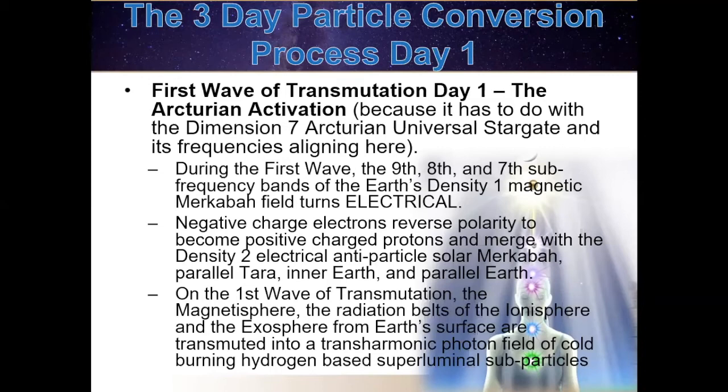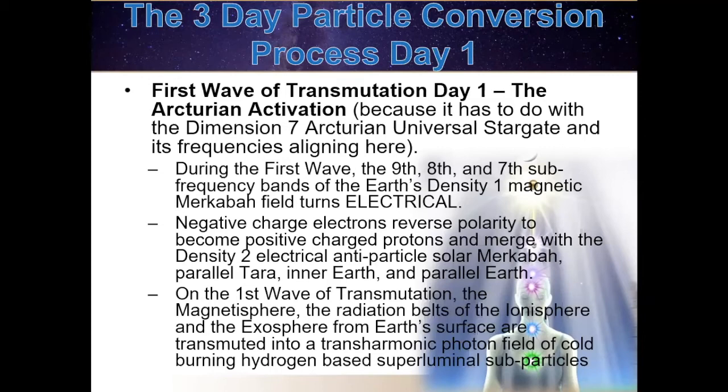Negative charged electrons reverse polarity to become positive charged protons and merge with the density 2 electrical antiparticle solar Merkaba, parallel Terra, inner Earth and parallel Earth. So the electrons actually reverse and become positively charged, and they merge with the second density of the electrical antiparticle solar Merkaba, so the higher Merkaba, the parallel Terra and the inner Earth and parallel Earth.